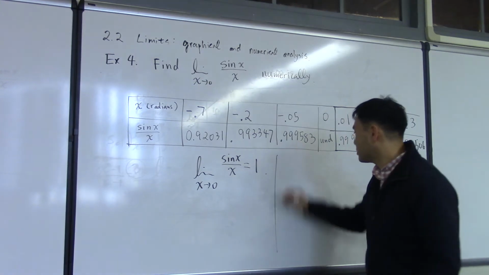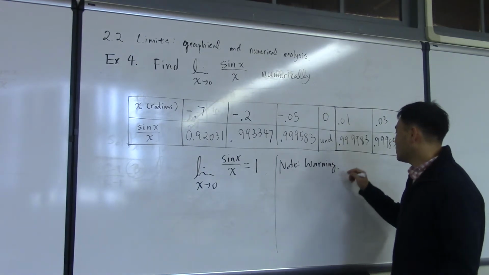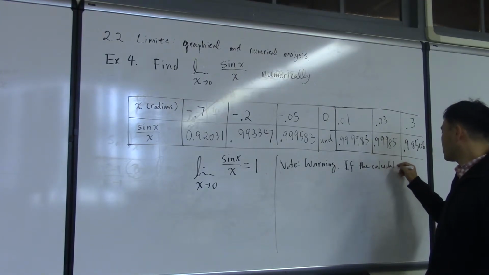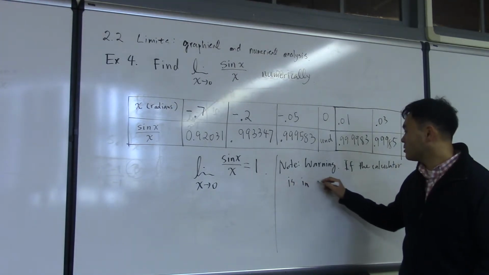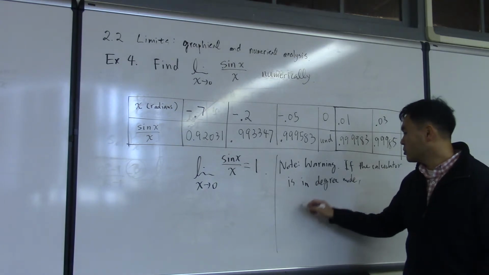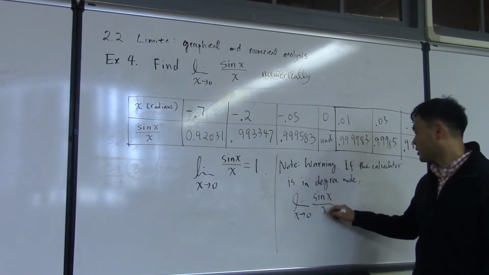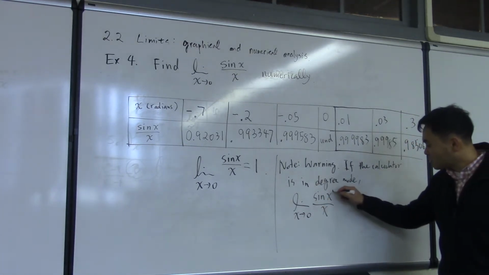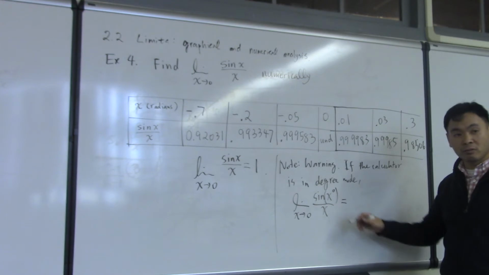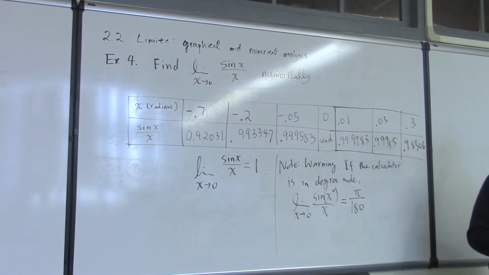Note, warning: if the calculator is in degree mode, you will get the limit as x goes to 0 of sine of x over x. So actually, because you're in degree mode, you're really dealing with this. If your x is treated as degrees, the value of this limit will be pi over 180. It will get to this value.